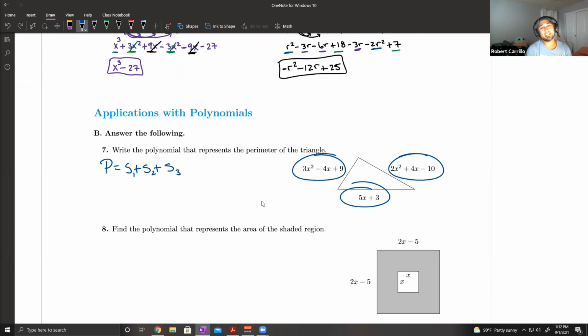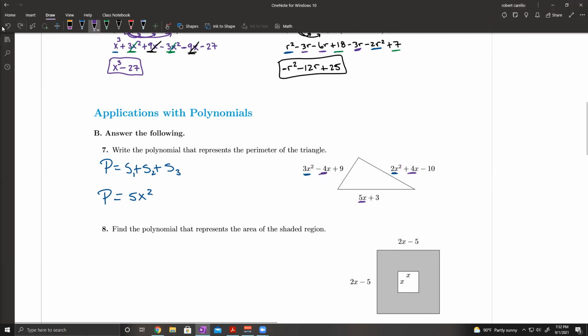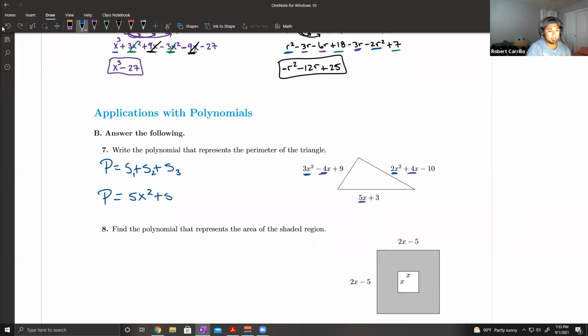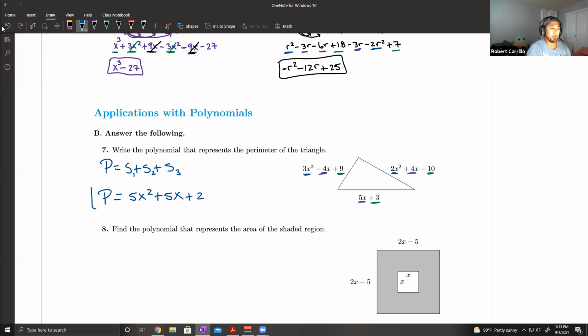So that's all we're going to do here. We're going to add all three of these sides together. And we'll start with the highest power first. What is 3x squared plus 2x squared? 5x squared. What is negative 4x plus 4x plus 5x? Just 5x, because the negative 4x and the 4x cancel, so all you're left with is 5x. And then you add up your constants: 9 minus 10 plus 3. What does that give me? 2. And there you go. That's how you find the perimeter of a triangle.